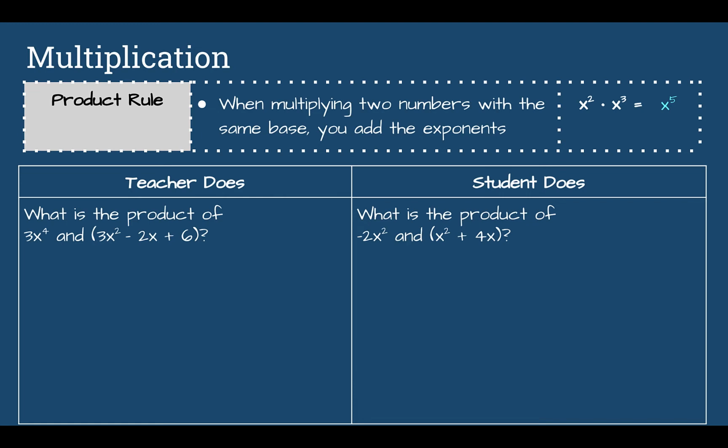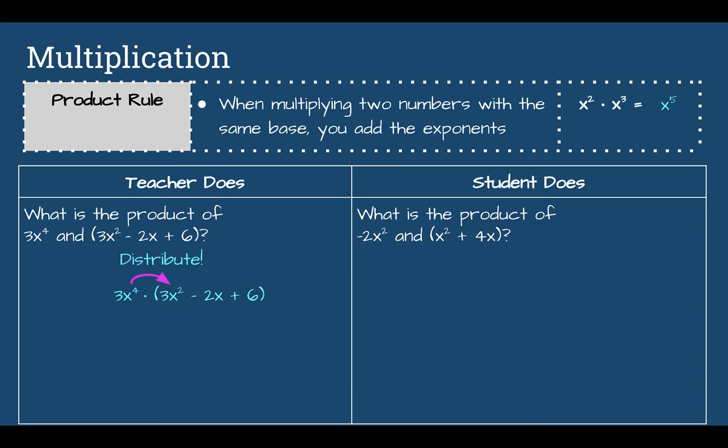So what is the product of 3x to the fourth and 3x squared minus 2x plus 6? As we move forward, you are going to have at least two options of how you want to multiply these out. For this one, let's look at the distribution method. So the distribution method means that whatever's out front, you are multiplying it to every term inside. So to do this, we would just distribute.